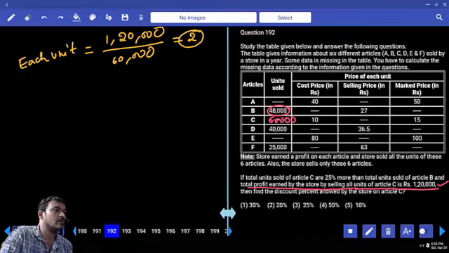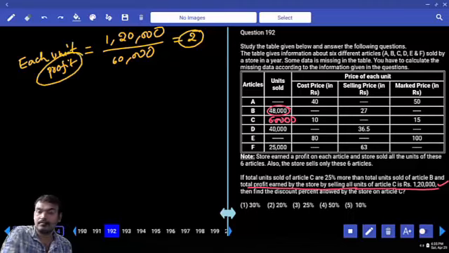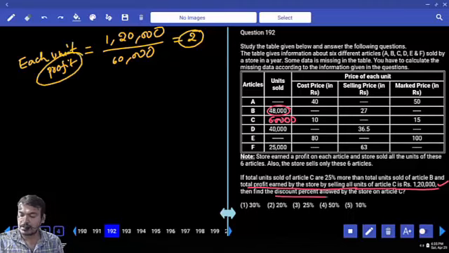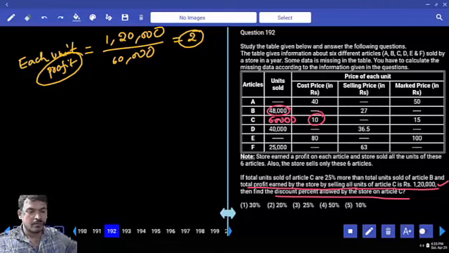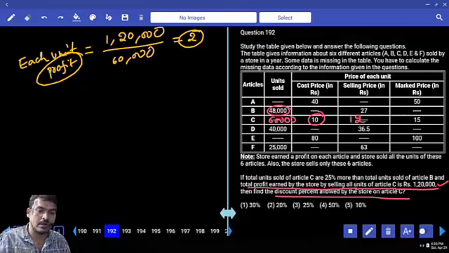2 rupees. 2 or 20? 2 rupees. Each one unit profit is how many rupees? 2 rupees. And what is the question here? Find the discount percent allowed by the store on article C. What is the cost price value? 10. Profit already 2 rupees, means selling price 12.